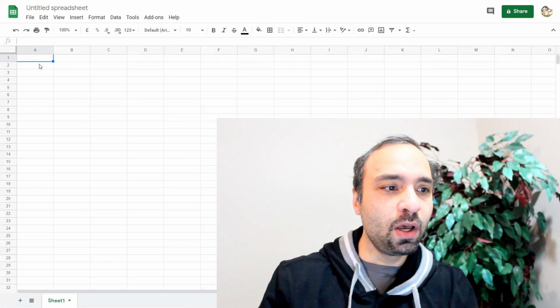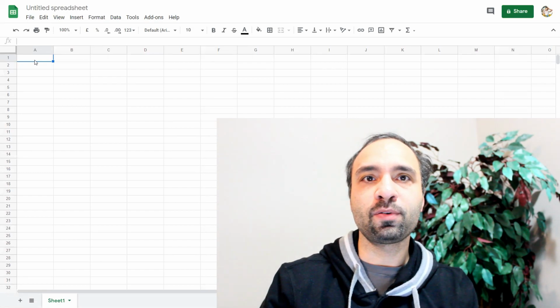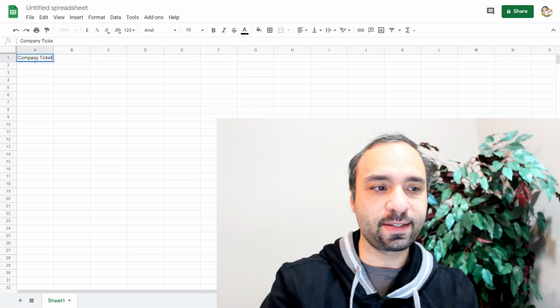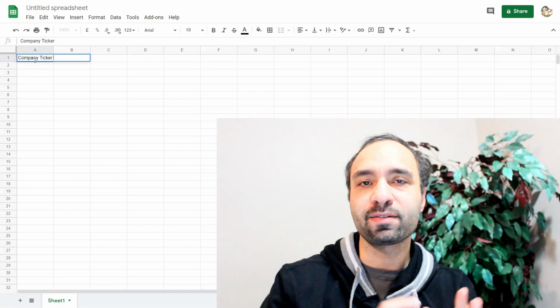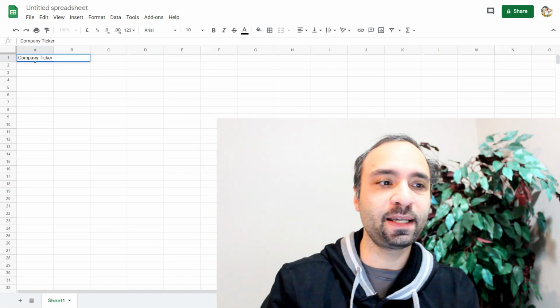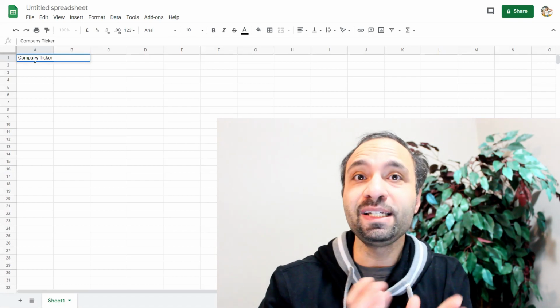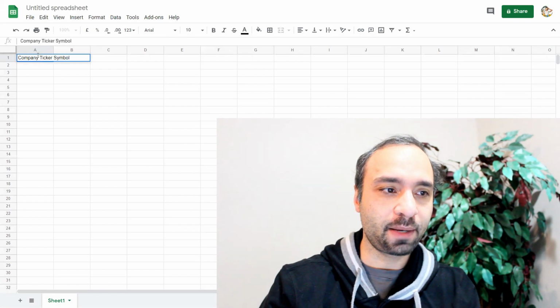All right, so what we're going to do first and foremost, the first piece for you to know is knowing about the company that you're interested in, and what is the company's ticker symbol. Ticker symbol is those few letters that represent and symbolize the company, and every company listed publicly in the stock market has a unique set of characters. We call it a ticker symbol. So I'm going to label this column ticker symbol.